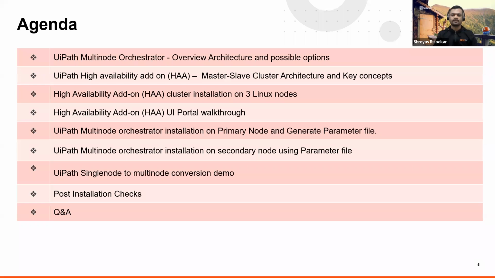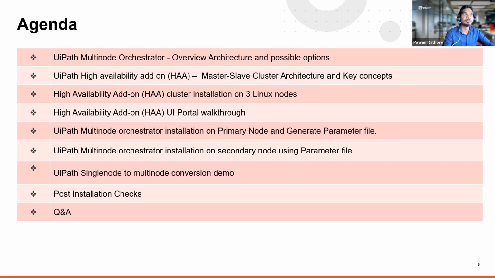We will install a primary node of the orchestrator on a Windows-based IIS server machine. Based on this primary node, we will generate the parameter file, which will be used in the secondary node installation, again on a Windows Server machine on the IIS platform. So we will be installing 2 nodes of Orchestrator on IIS on-prem on Windows Server, coupled with a 3-node cluster of the HA add-on provided by UiPath.